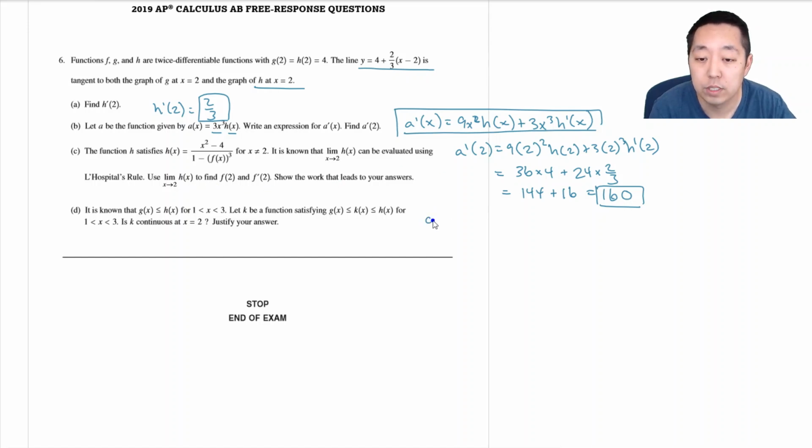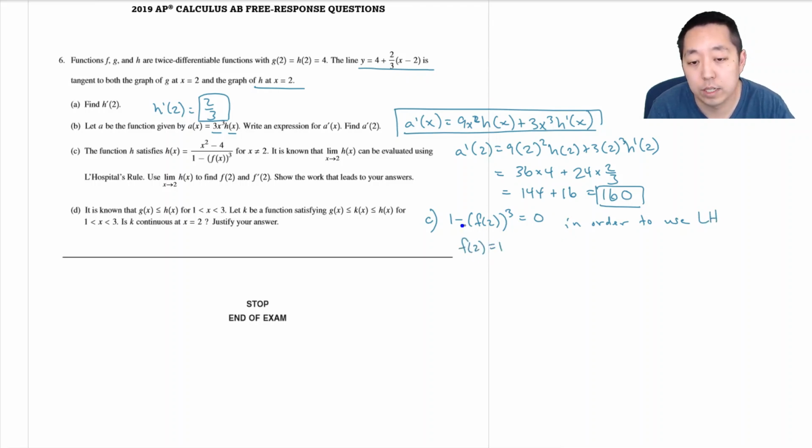Okay, so first of all, in order to use L'Hopital's rule, it has to be an indeterminate form. So when I approach x equals 2, it's got to be 0 over 0. That tells me that 1 minus f of 2 cubed has to equal 0, because the top is 0, so the bottom would have to be 0. Otherwise, I couldn't use L'Hopital's rule. So that means f of 2 has to equal 1, because I bring it to the other side. So that's the first part: f of 2 is equal to 1.